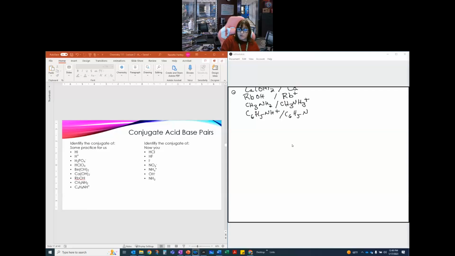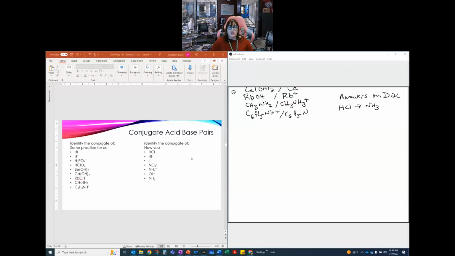C6H5N. So we take off that H plus, because if it's a conjugate acid, it needs to donate that proton to become the base again. Okay, so that's what we're talking about there. As far as the rest of these go, so that next set, I'm going to have you work on those, and I will put up the answers on D2L, for HCl through NH3. Okay? So let's take ourselves into the next part of this.